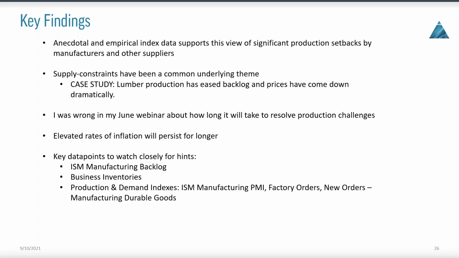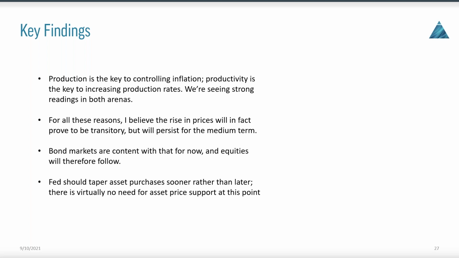So the key point to watch here is that backlog, business inventories, production and demand indexes. We want to keep an eye on the manufacturing PMI, factory orders, new orders for durable goods. These are all the demand side of the equation. So as long as demand remains healthy, then whatever backlog, whatever inflation that we see is due to a genuine inability for production to meet that demand and not due to other concerns coming from Fed-induced inflation as well. So for all these reasons, I think prices will prove to be transitory.